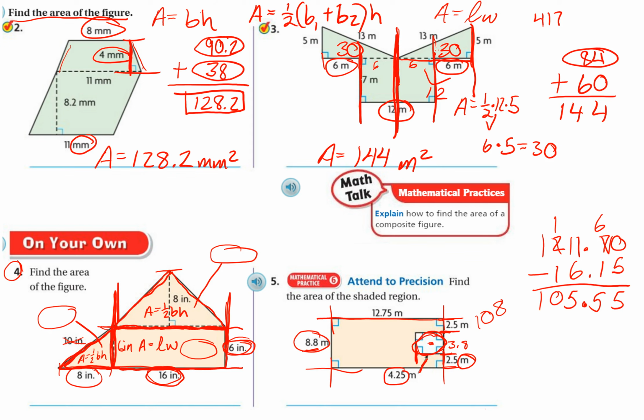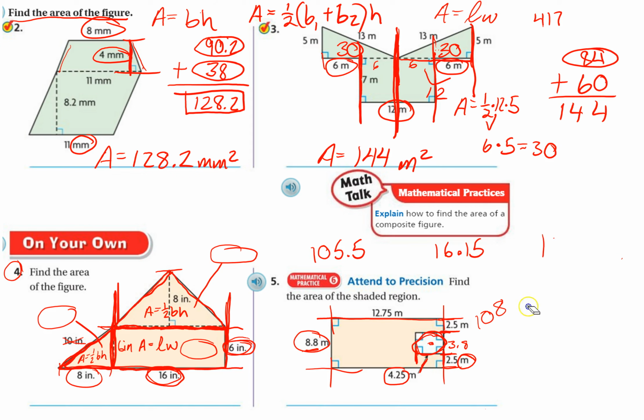Okay, I'm going to set this 105.5 aside. Oh, and the 16.15 aside. I'm just going to check my math on both of those. This is good. This is good. This is what we want. We want to double check our work.